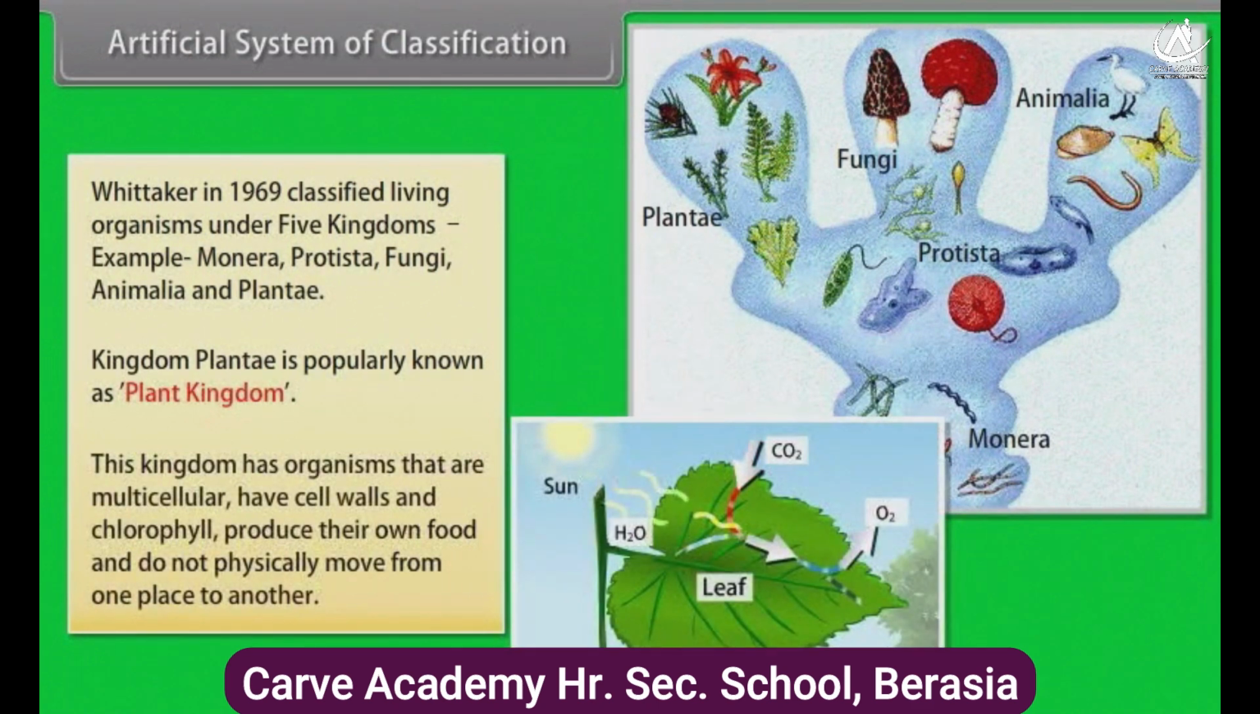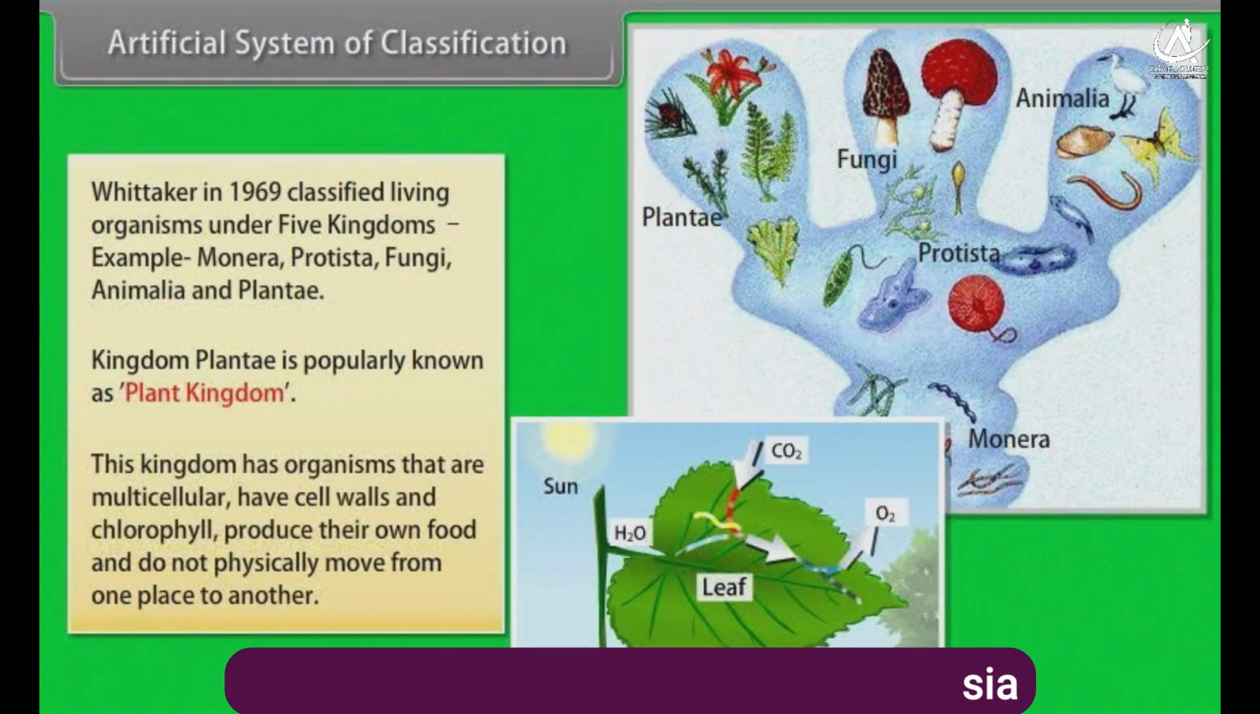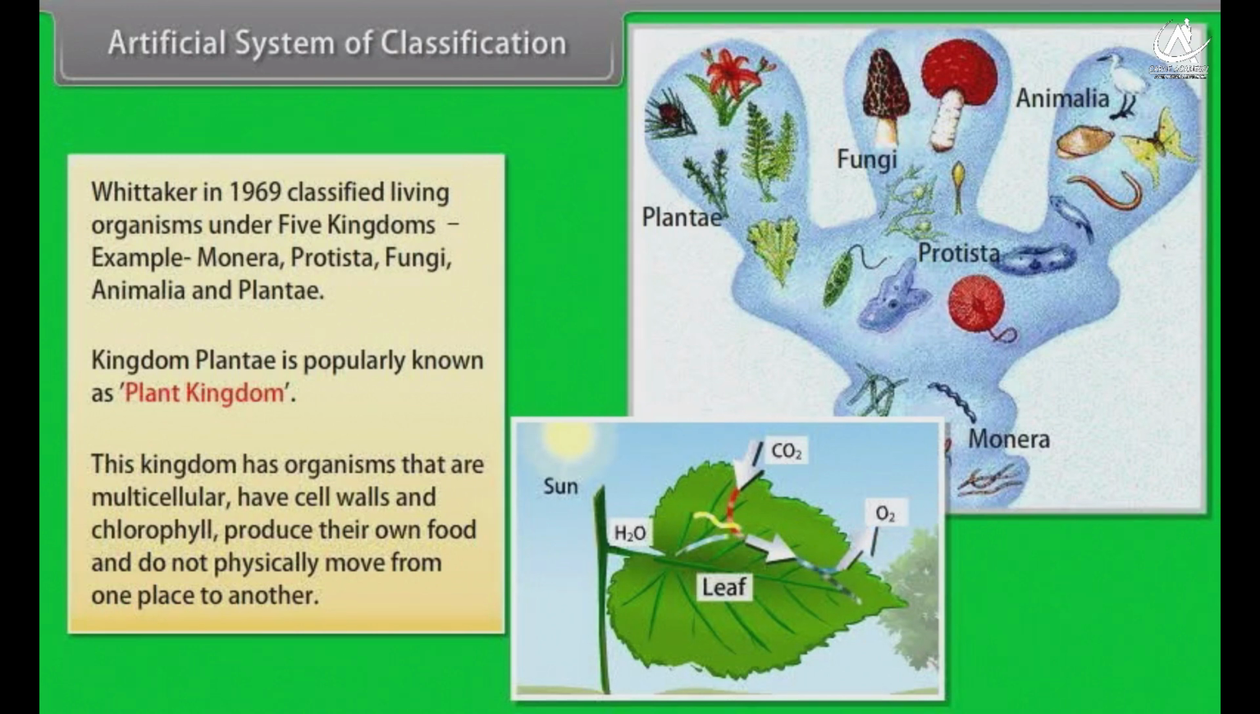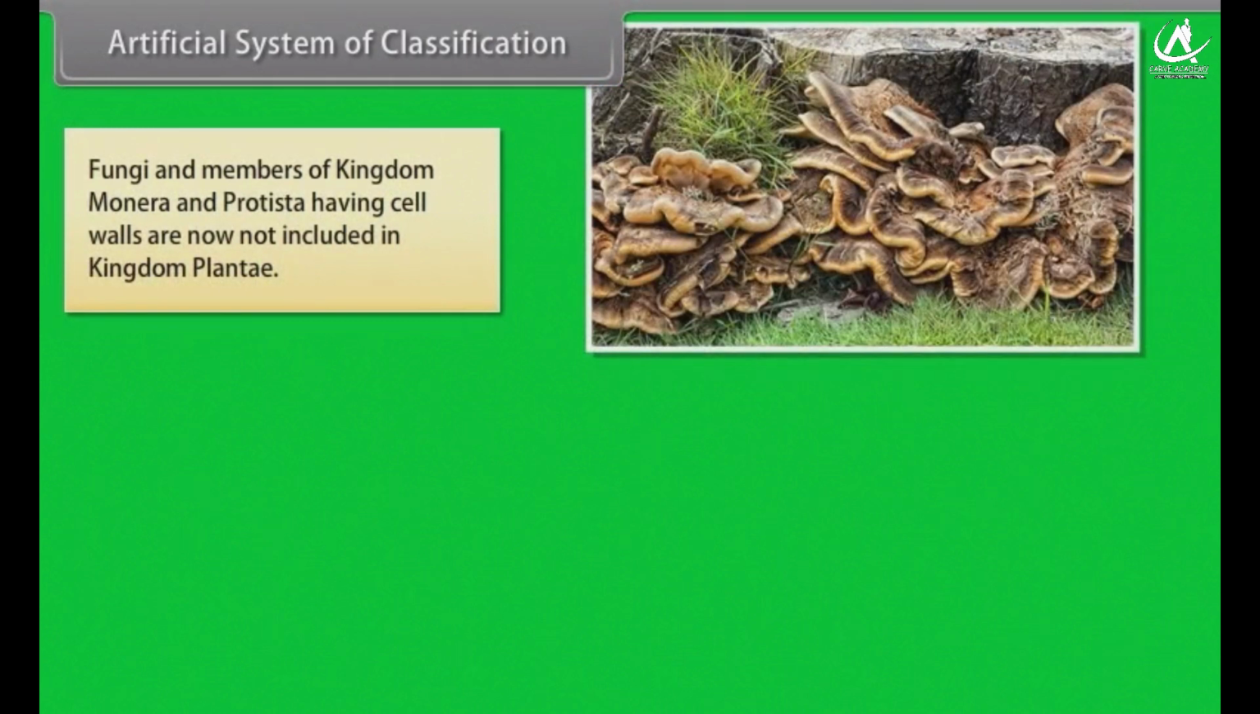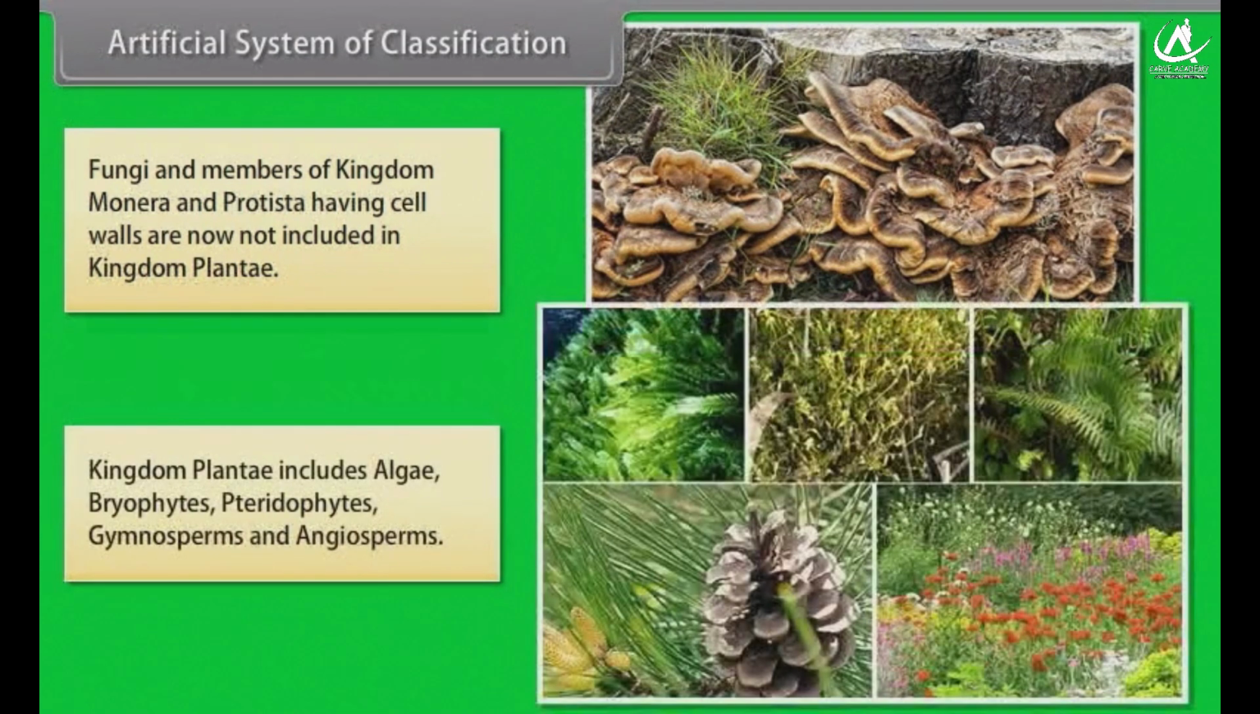This kingdom has organisms that are multicellular, have cell walls and chlorophyll, produce their own food, and do not physically move from one place to another. Fungi and members of kingdom Monera and Protista having cell walls are now not included in kingdom Plantae. Kingdom Plantae includes algae, bryophytes, pteridophytes, gymnosperms, and angiosperms.